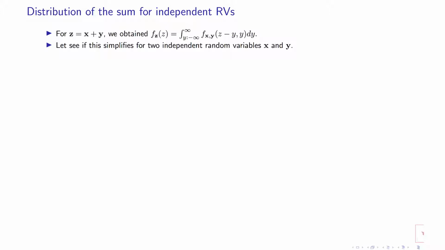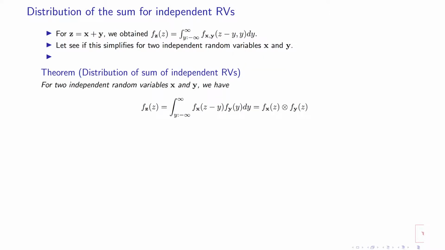Now, if we assume that the two random variables are independent, this joint f_XY of x and y is decomposed into f_X of x times f_Y of y. We could just substitute there and obtain an expression equal to this one. If you do that, you quickly get this one, which is a convolution.